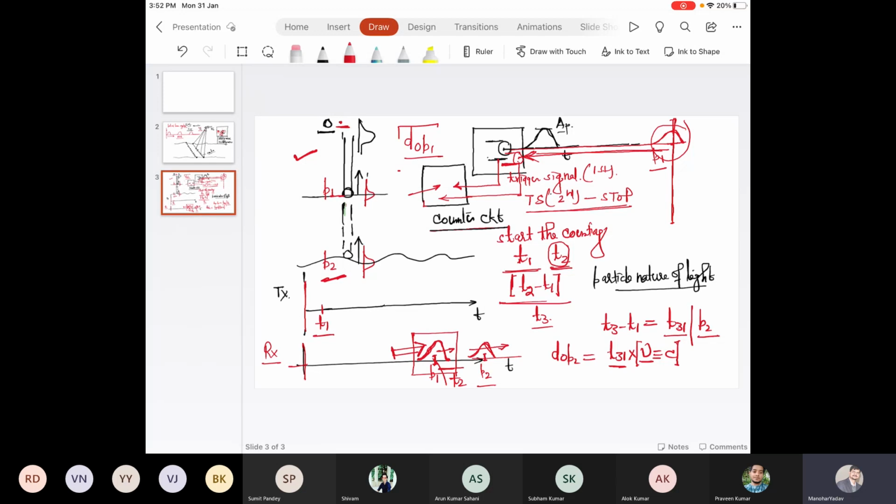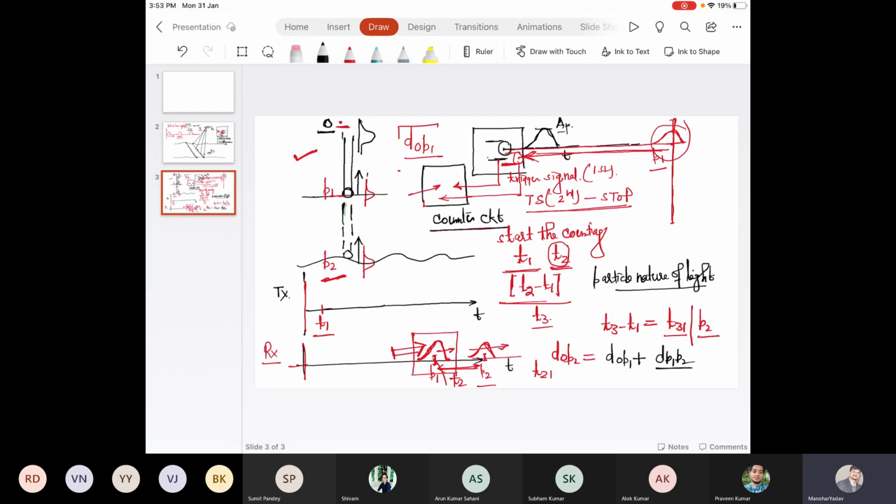We need to measure this difference as well. Okay, that is the difference T21. So DOP2 will be equal to DOP1 plus DP1P2. Fine.